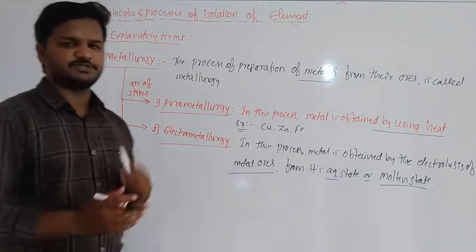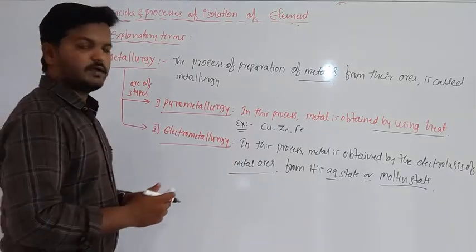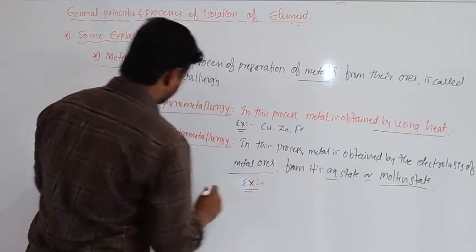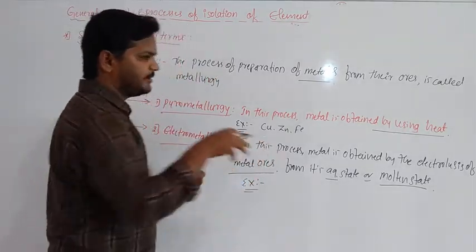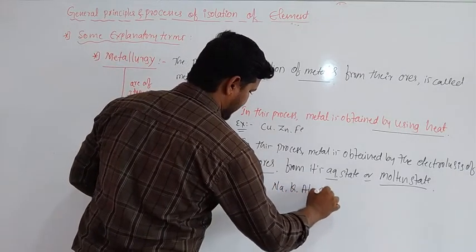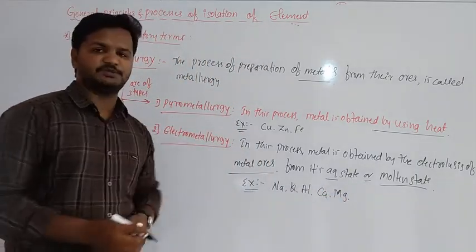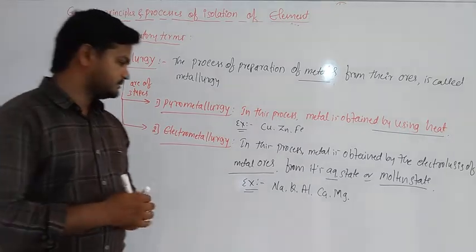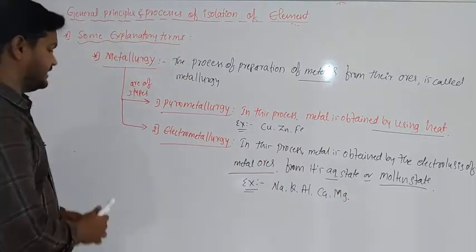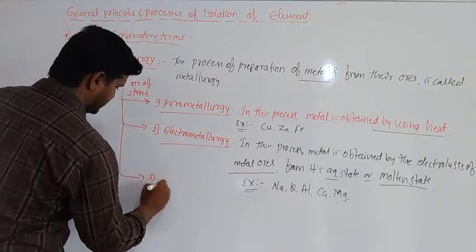Electrometallurgy means in this process metal is obtained by the electrolysis of metal ores from its aqueous state or molten state. Examples: by using this electrometallurgy process we can easily prepare metals like sodium, potassium, aluminium, calcium, and magnesium. And the last one, the third type of metallurgy, is hydrometallurgy.